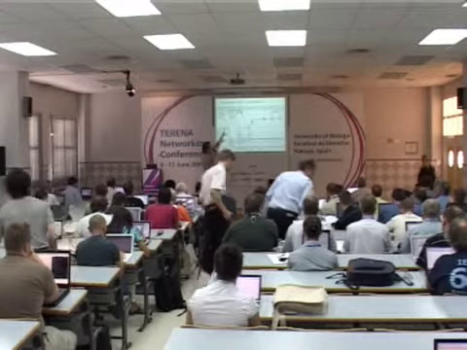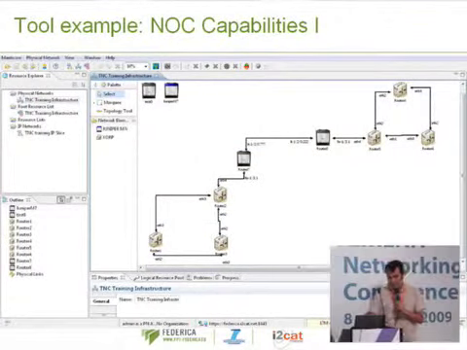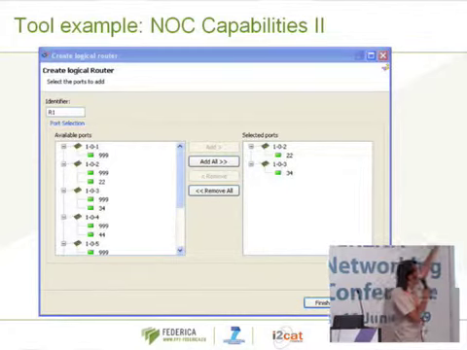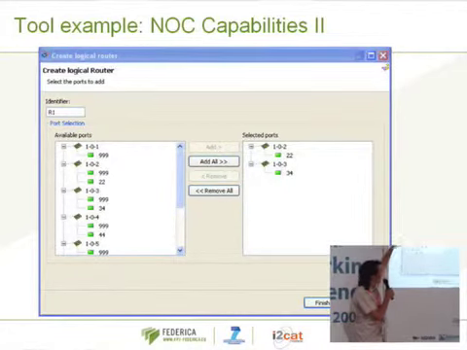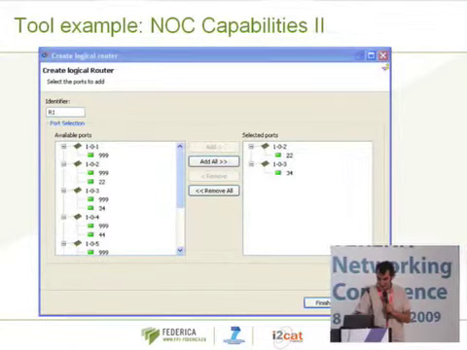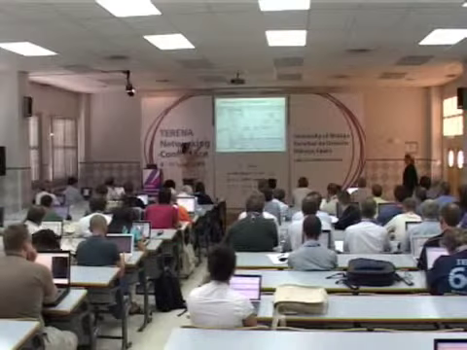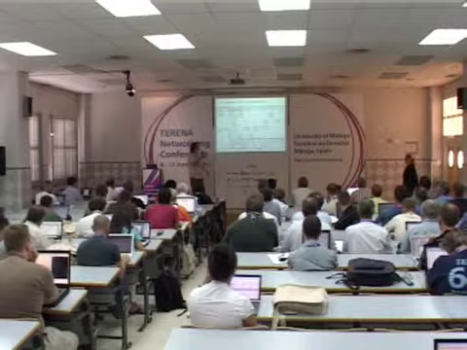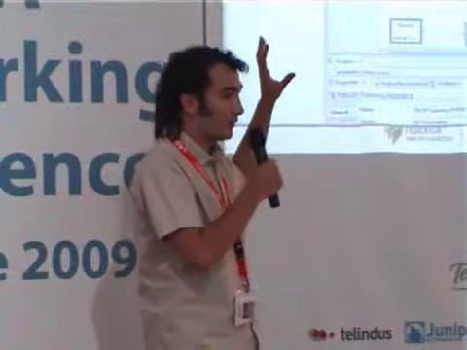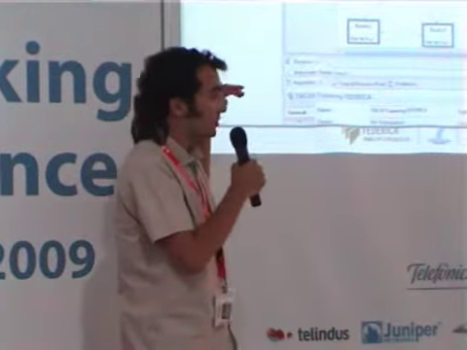Then, from here, the NOC admin is able to create, for example, a logical router from a physical router with this simple interface. We only need the identifier, and we select the logical interfaces that we have previously created. After that step, what the NOC admin has is the resource list. This is another view from the tool. The resource list is all the virtualized resources that the NOC has created. And from here, he can delegate the control of the resources to the end user.